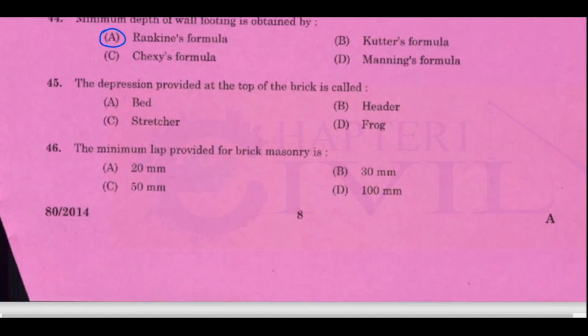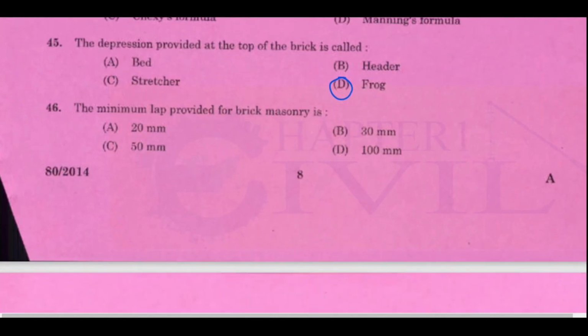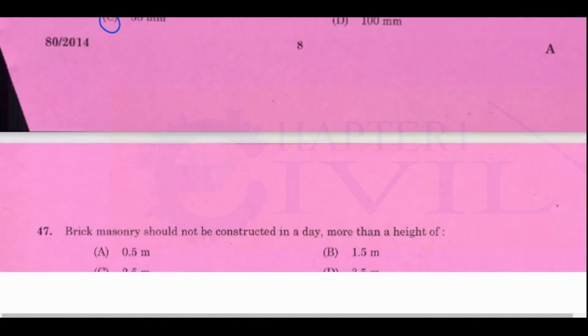Question number 45. The depression provided at the top of the brick is called bed, header, structure, frog. Correct answer is frog. Question number 46. Minimum lap provided for brick masonry is 20 mm, 30 mm, 50 mm, 100 mm. Minimum is 50 mm. At least 5 cm lap is needed.